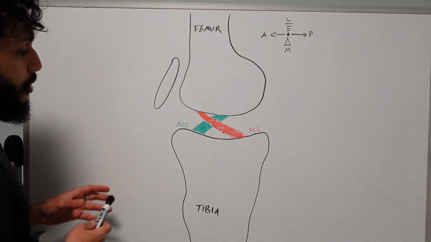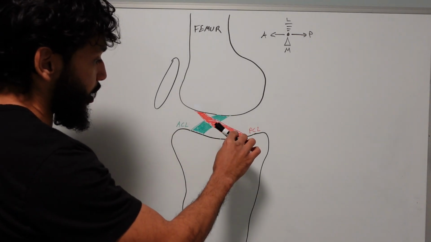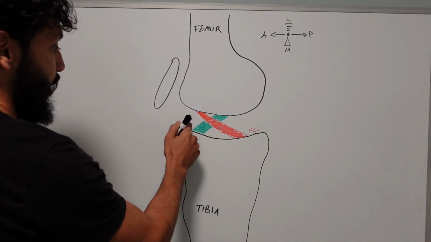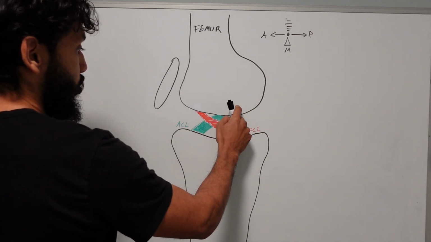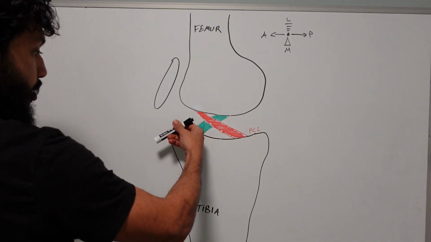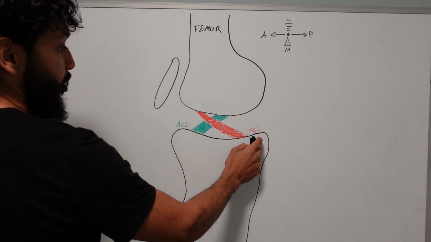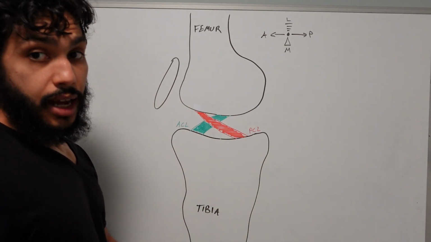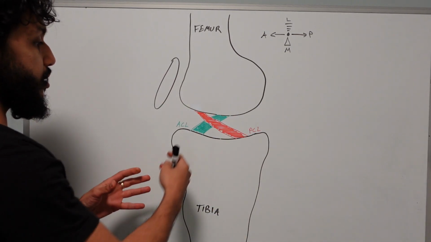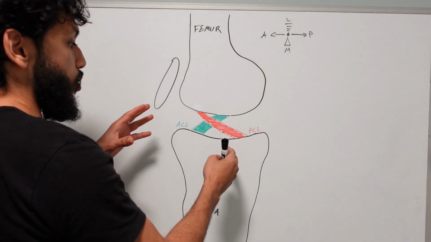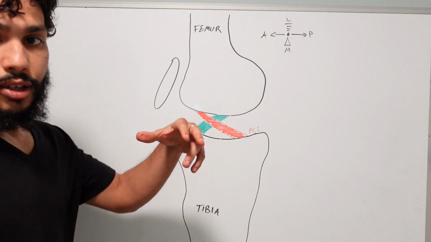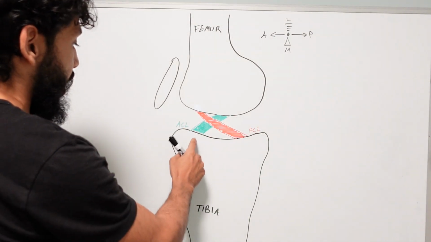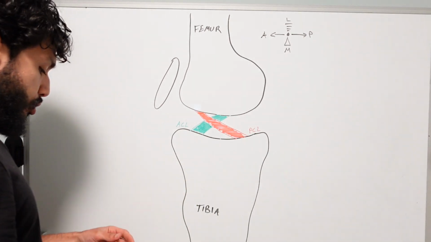And what we can see from this view is how the ACL and the PCL basically cross over each other from this view, right? So we can see that the ACL is starting more posteriorly on the femur, but then crosses anteriorly to attach onto the tibia, whereas the PCL starts anterior on the femur and runs posteriorly to attach onto that side of the tibia. And so you can see that they cross each other from this view and also from the anterior view, right? So this is where the word cruciate comes from. Cruciate means to cross, right? So this is your anterior cruciate ligament and your posterior cruciate ligament.